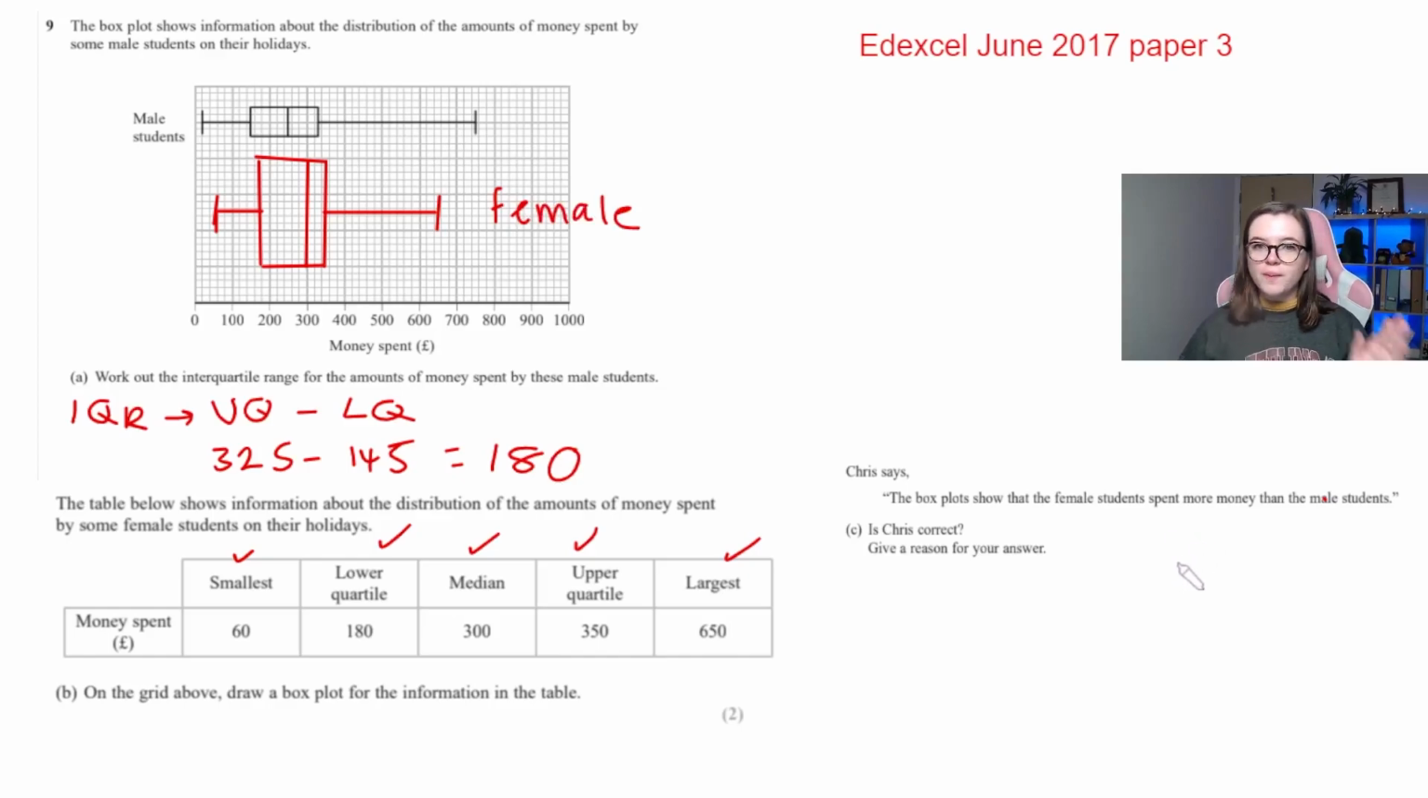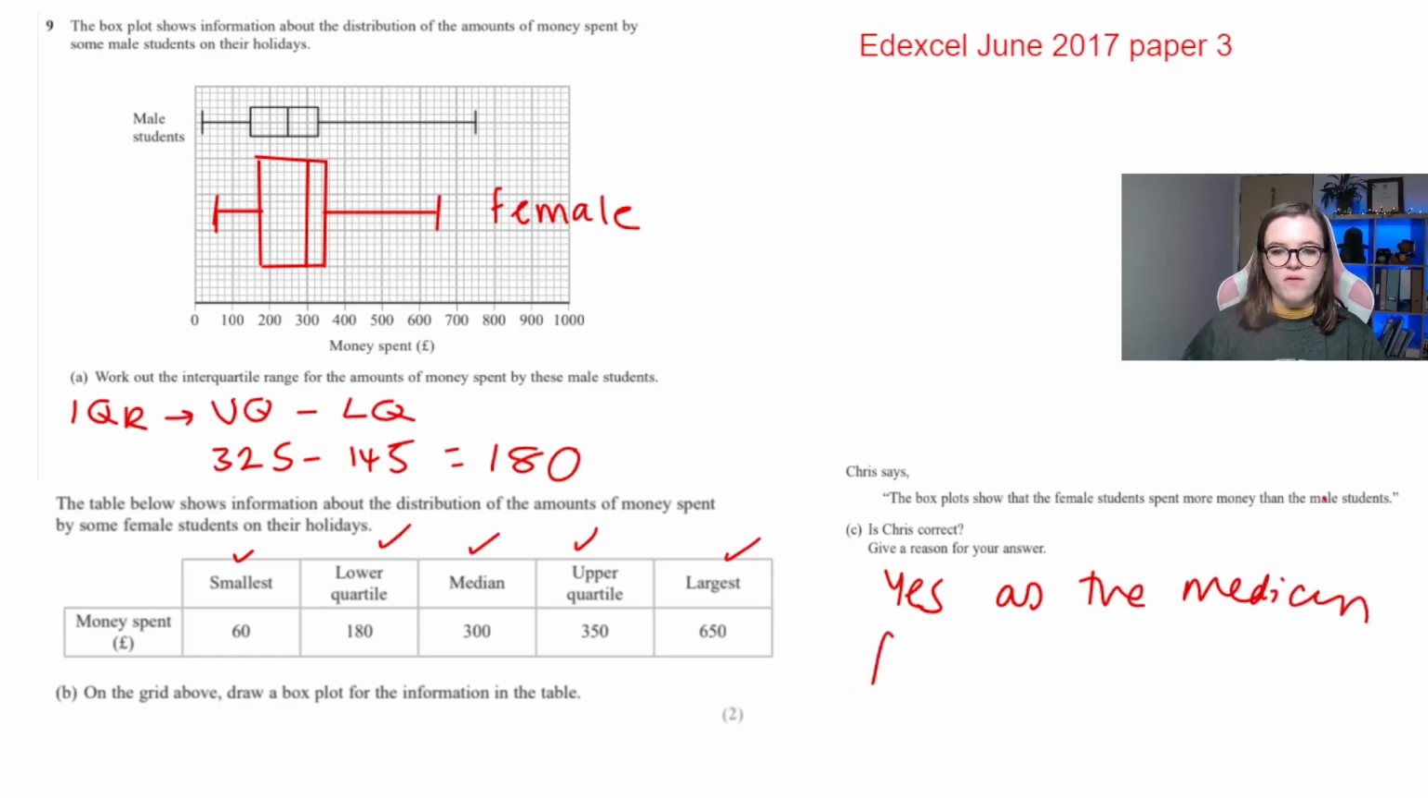So remember, spent more money, that means median, comparing the median, because who's better, who's spent more money, that's going to be an average, that's a median. Remember, consistency is range, and then comparing the two properly, that's the median. So, whose median is greater? It's the females, isn't it? So, is Chris correct? Yes, he is, as the median for the females is greater. And there we are. That would be all the marks.